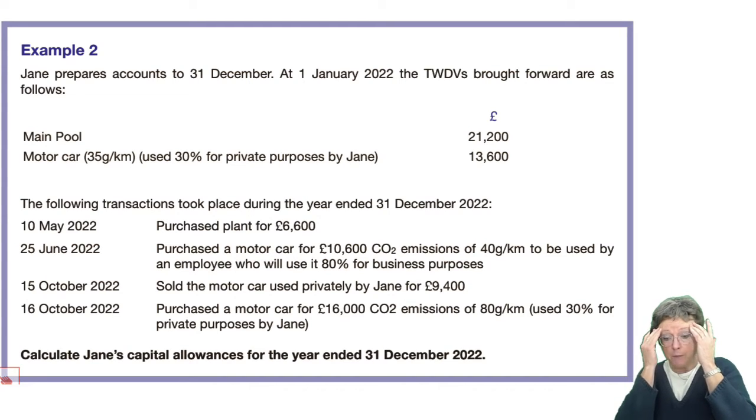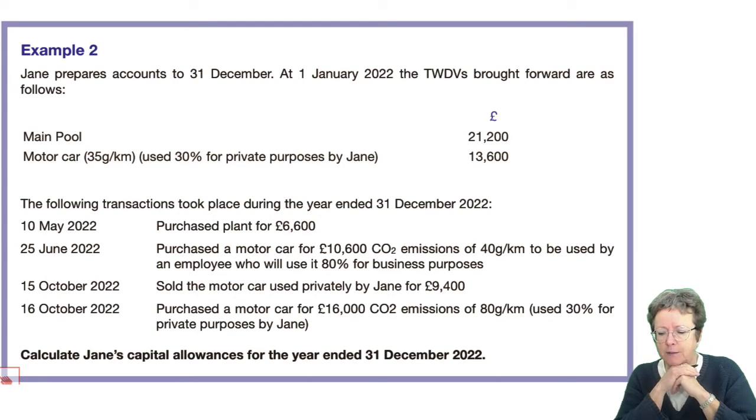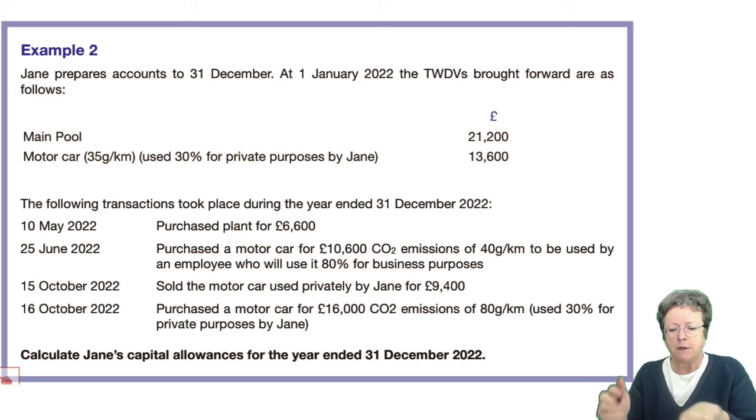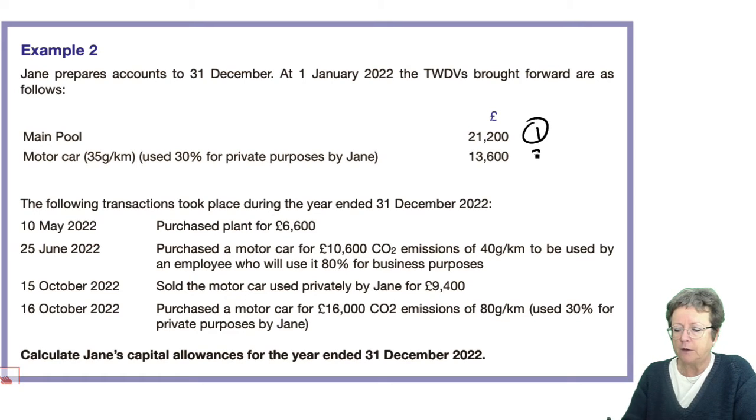So Jane prepares accounts to the 31st of December. Tax written down values. So we've got two columns with numbers in them straight away: the main pool column and a car column. A motor car with 30% private use. So we're going to need at least one column for that. Another column for that. Now, she bought some plant and machinery. So we're going to need a third column for AIA.